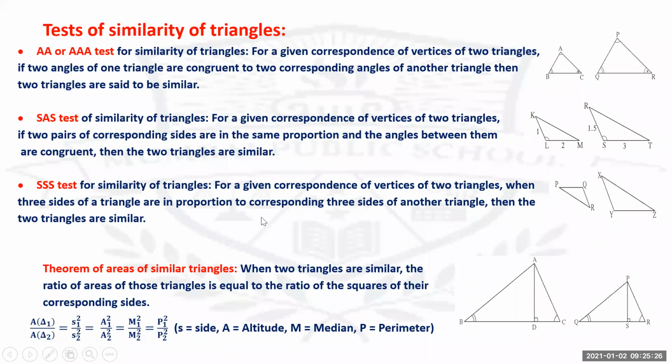So hope all the doubts are cleared for all the students. So now let's move ahead to the next part. See, this is very important. What I told, that area of triangle 1 upon area of triangle 2 equals side 1 square upon side 2 square equals altitude 1 square upon altitude 2 square, that is equal to median 1 square upon median 2 square equals perimeter 1 square upon perimeter 2 square. Understand?